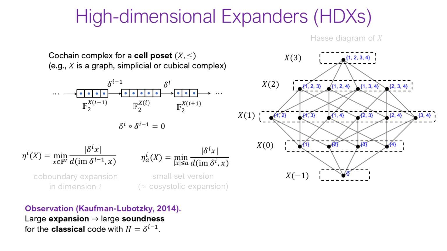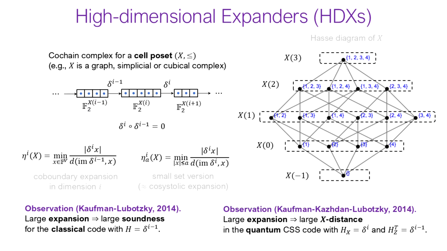So here are some very early observations. The first one was made in the paper by Kaufman and Lubotzky, that large expansion, this high-dimensional expansion, implies large soundness of the code if we try to use this code as a locally testable code. We can consider this co-boundary operator and interpret it as a parity check matrix, and in this way you can have a code with large soundness.